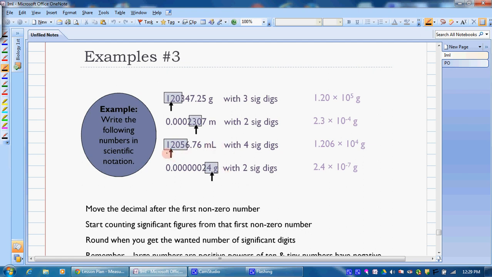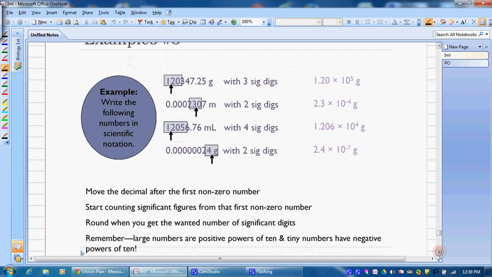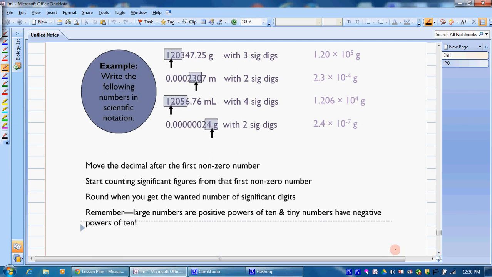Here we want 4 significant figures. So we would be taking our number and moving our decimal 1, 2, 3, 4 spots. The 5 is going to have to round up to a 6 because we only have 4 significant figures instead of 5. And here we want 2 significant figures, so we're going to keep both of these, and then we move 1, 2, 3, 4, 5, 6, 7. So to the negative 7th.